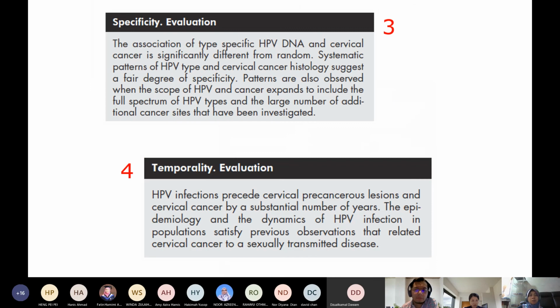Next is specificity, the association. The association of HPV DNA and cervical cancer is significantly different from random. It's very specific. It's not that randomly this is suddenly associated with this. If you look, you will find it. Histology suggests a fair degree of specificity.